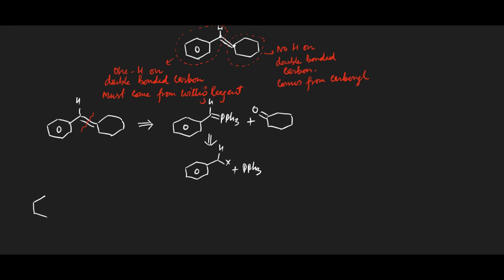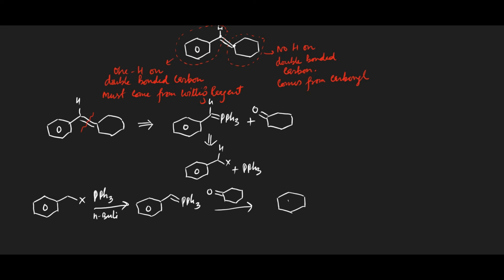Thus, the complete synthesis via Wittig reaction can be shown as benzyl halide is treated first with PPh3, then with n-butyllithium, to form the Wittig reagent. This can then be treated with cyclohexanone to form the desired alkene.